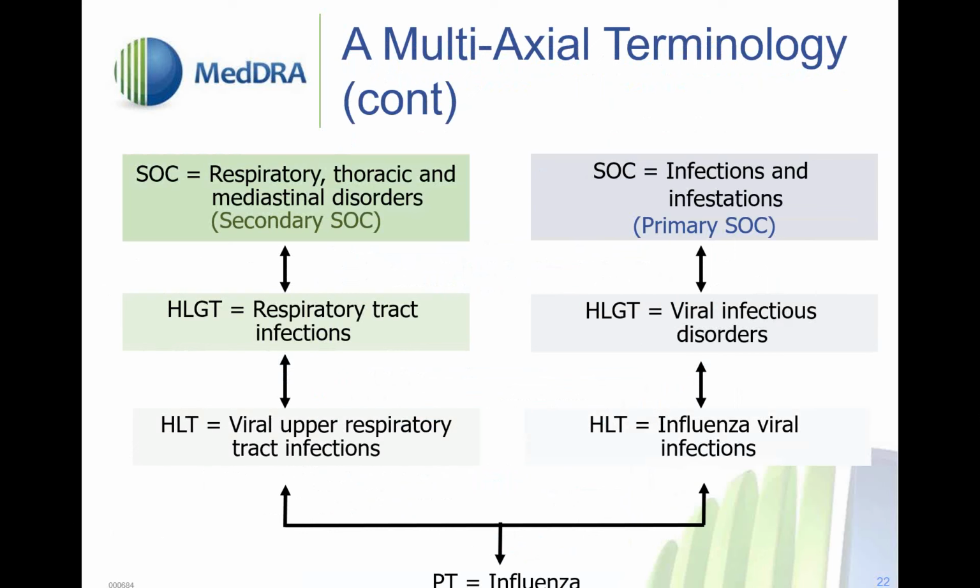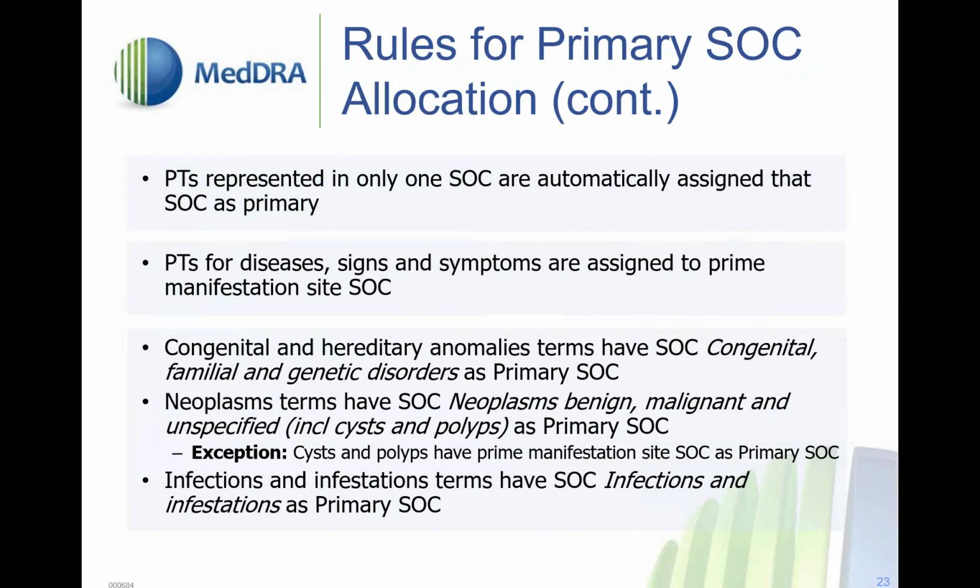So in this particular example, you see that influenza was routed to a primary SOC, in blue here, which is the infections. And the secondary for this particular example was the respiratory. So what drives the selection? Let's move on to the next slide.